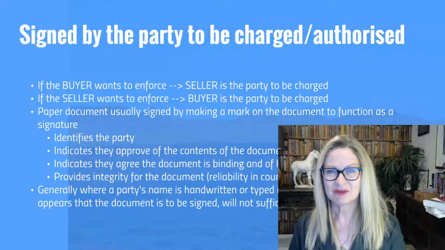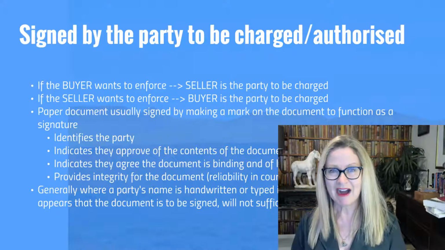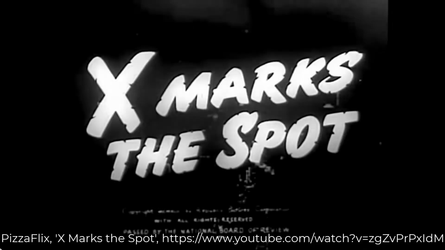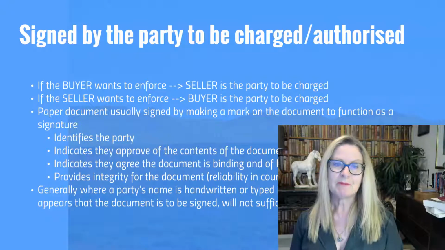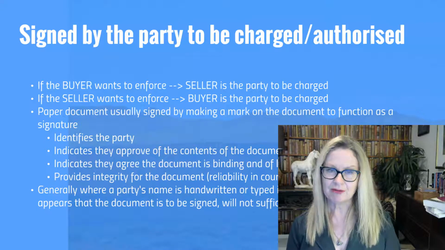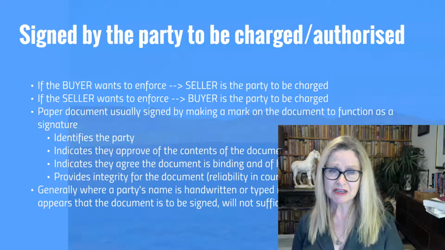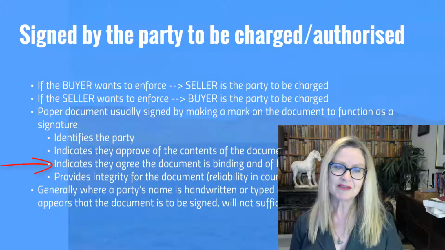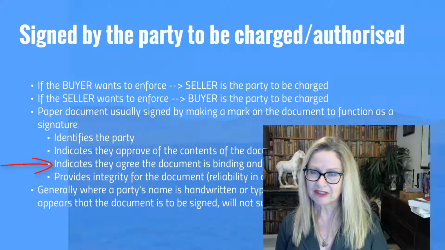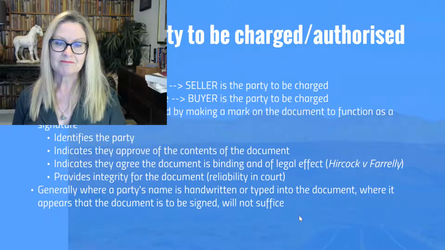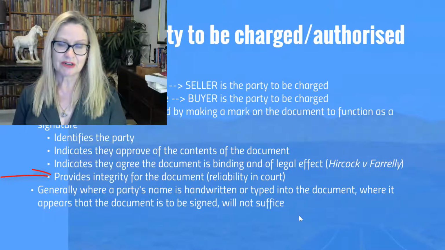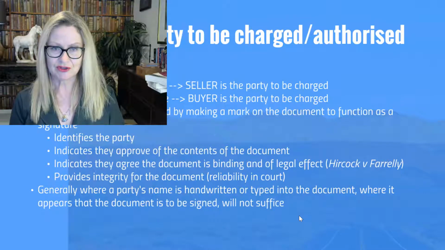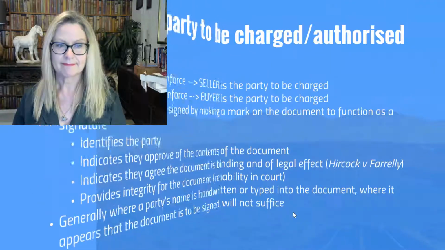The paper document, the authors say, is normally signed by making a mark. Reminds me of the old, X marks the spot. But the mark has to do a few things. It has to identify the party. It has to indicate that they approve of the contents of the document. It has to indicate they agree the document is binding and of legal effect. And essentially it provides integrity for the document, that is, in terms of reliability so far as any court actions on the document are concerned.